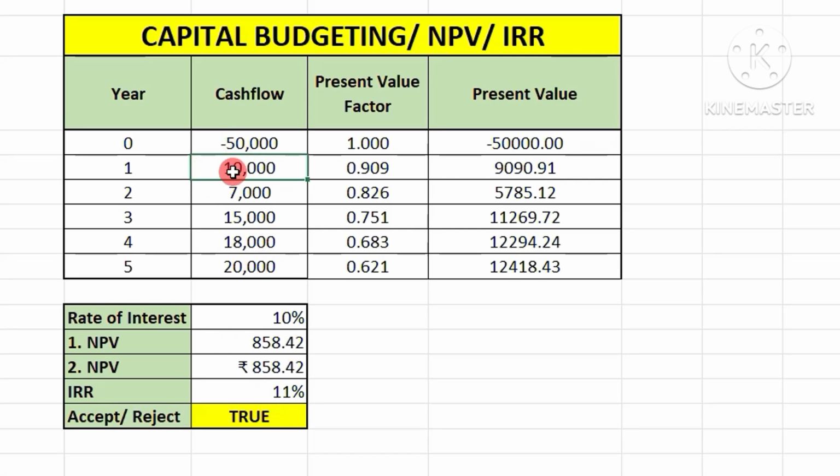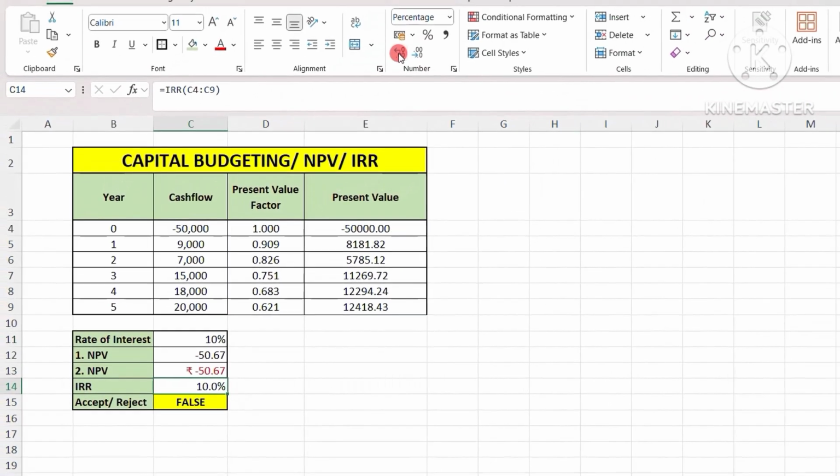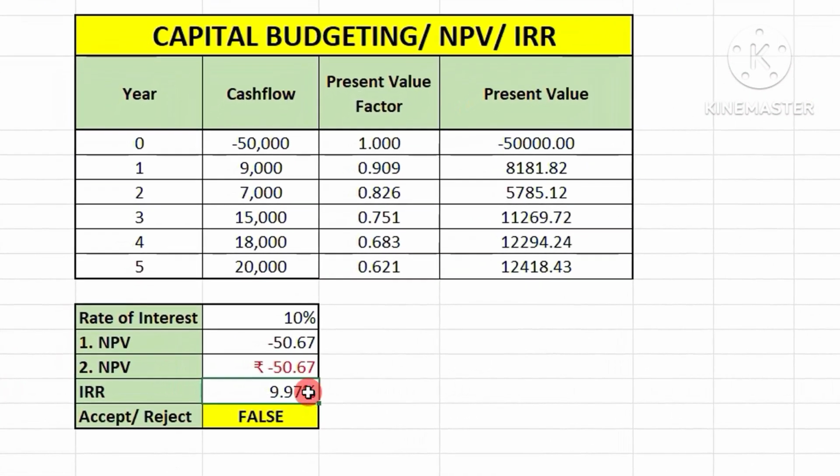Now in the first year, instead of 10,000, let's say I make it 9,000. So what happens to NPV? Let's see. Yes, my NPV is negative 50 rupees, rejected, and my IRR, let's put it to 2 decimal points, is 9.97, which is less than the 10% rate of interest, and that is why the project will be rejected. And supposing in year 3, instead of 15,000, I make 20,000, this will also automatically give a new NPV, which is 3,000 positive, and IRR is 12%, which is again more than the rate of interest.